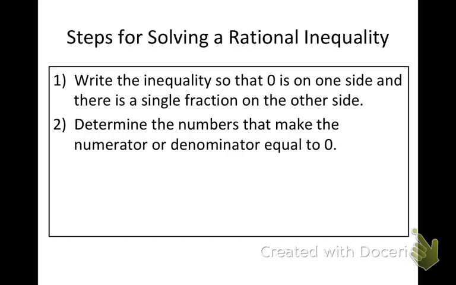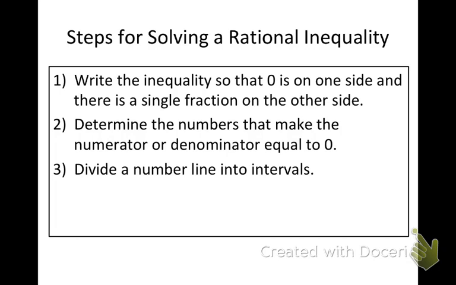So pretty much I'm going to look at my numerator. I'm going to say, what is the value that makes my numerator 0? And that's going to be one of my key crucial points. Then I'm going to look at my denominator. I'm going to think, what makes my denominator equal to 0? And then that's going to be my second key crucial point. And then through those 2 points is where we're going to get our intervals. So then we're just going to make a basic number line, and we're going to divide it into intervals.